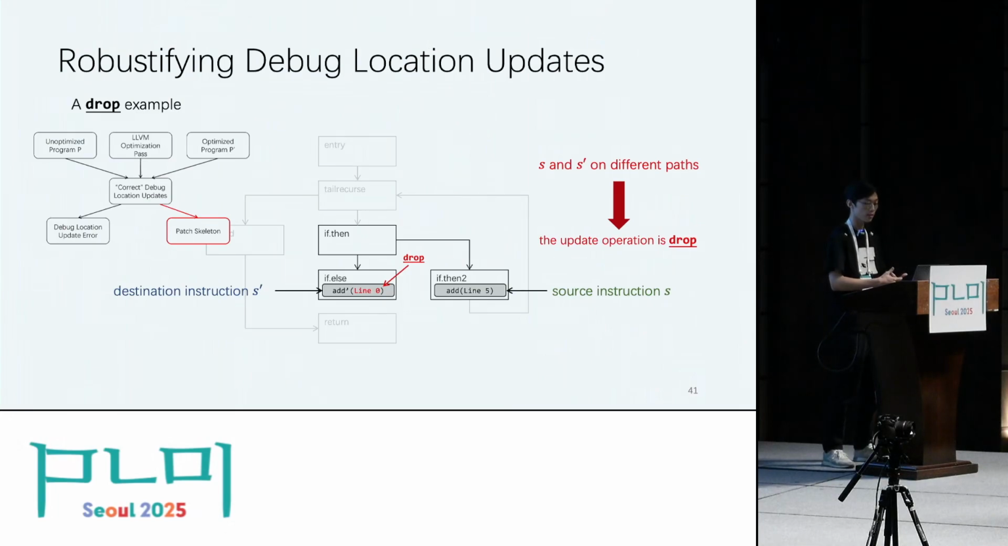Actually, we can determine the correct update operations, but to write the code, we can do a simple skeleton translation. So we just output the skeletons, but the actual code should be written by a human. So in this project, we write them by ourselves and send them to the LLVM community.